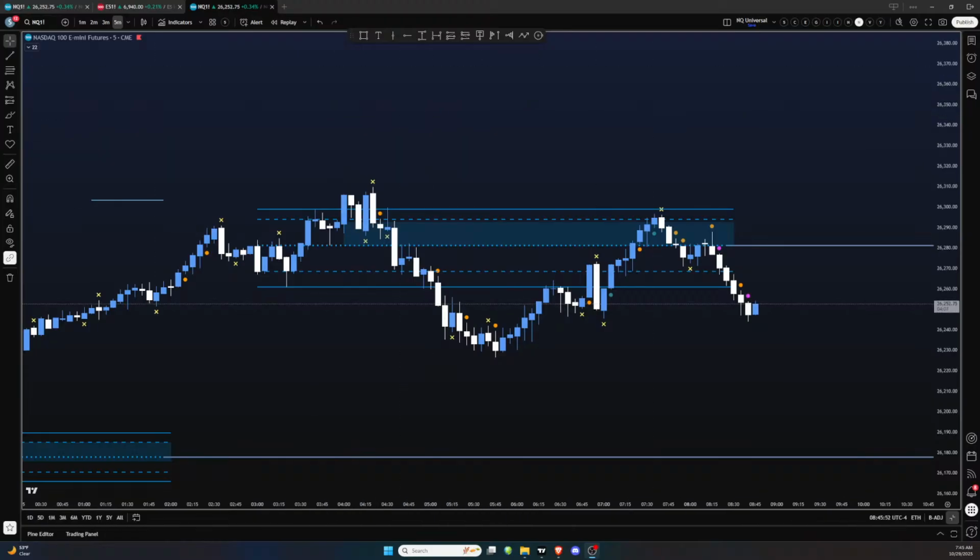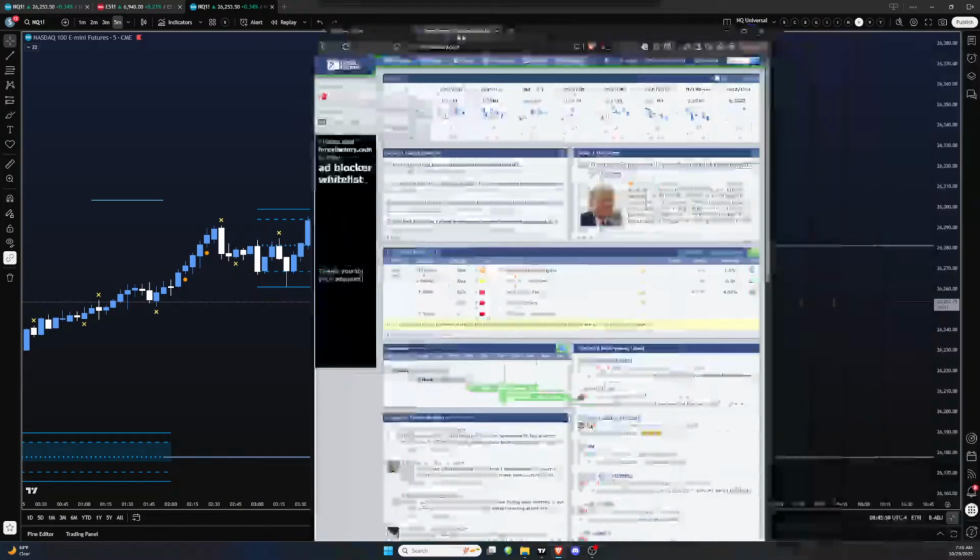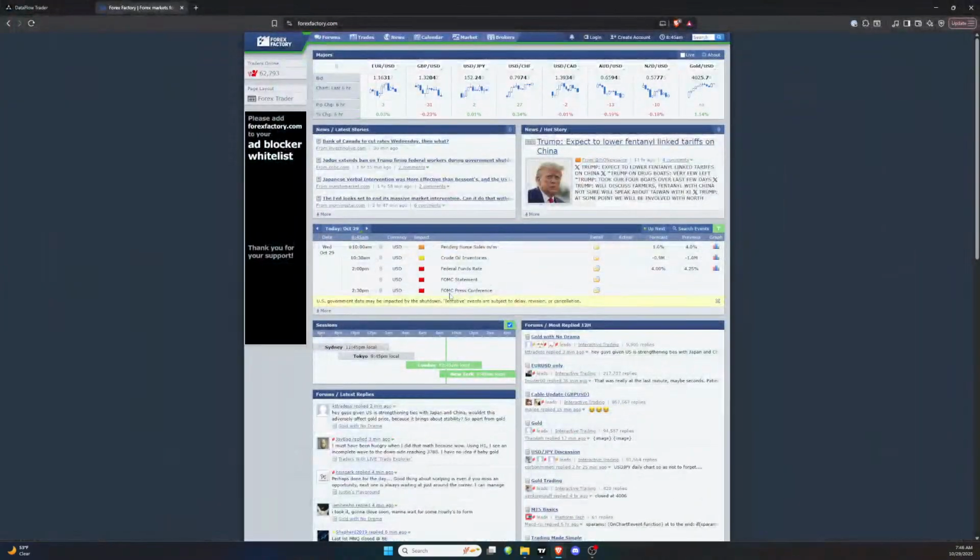So let me just bring up Forex Factory here. Bring this over here so you guys can see it. So today's the Fed funds rate announcement. It's expected to be dropped from 4.25 to 4.